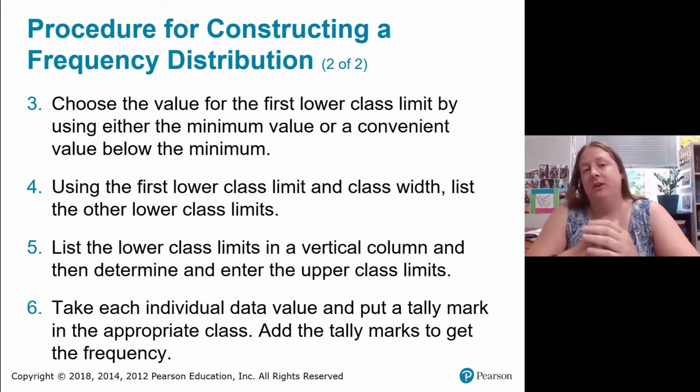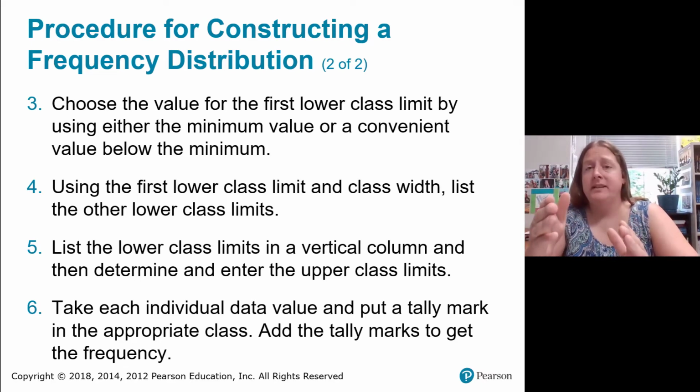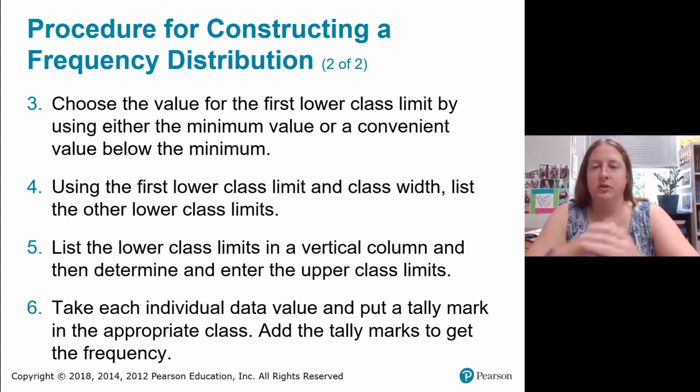Once we have all of our lower class limits, we list those out in a vertical column and put a little hyphen next to each one of them. Then we list the upper class limit, which will always be one less than the lower class limit of the class after it. So if our lower class limits are at multiples of 10, then our upper class limits will always end in 9, because the next one would be the next lower class limit, the next multiple of 10.